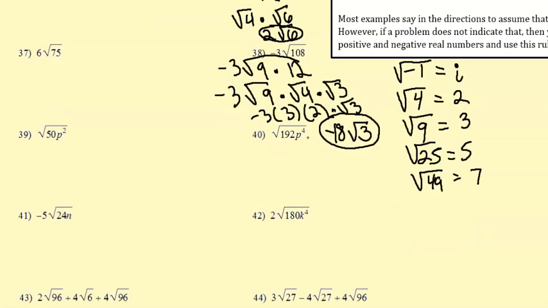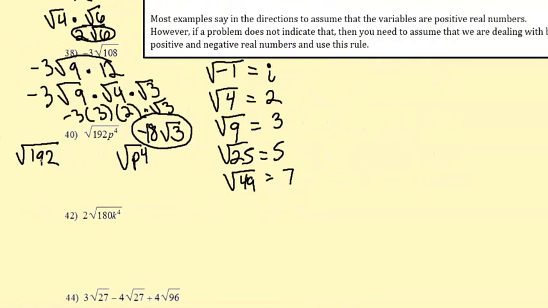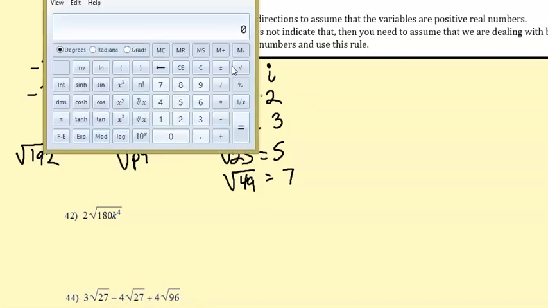On number 40, we have a variable here. So we're going to separate this into two different problems. We have the square root of 192, and we have the square root of p to the 4th power. Now, the square root of 192, we'll do it the same way that we did the previous two problems. See if we can pull out any of these perfect squares. You can use a calculator if you need to for these as well. So let's go ahead and look at that.